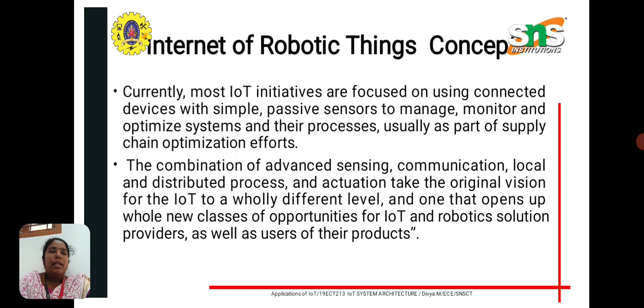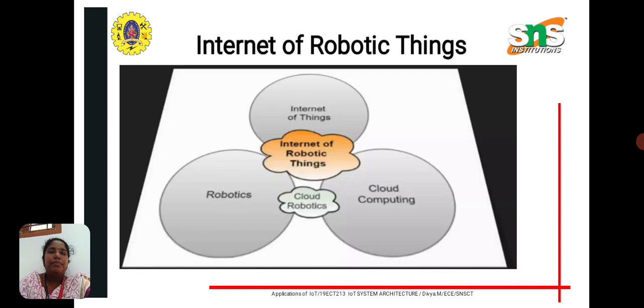In that context, advanced sensing, communication, and local distributed processing and actuation take the original vision for the IoT to a wholly different level, and one that opens up whole new classes of opportunities for IoT and robotic solution providers as well as users of their products. This is the Internet of Robotic Things.